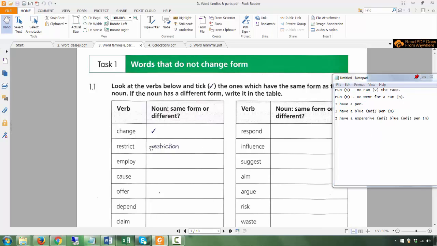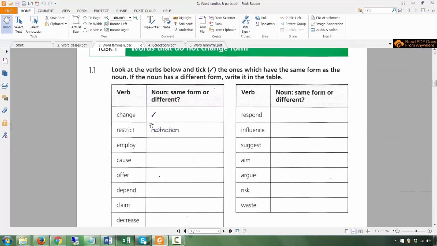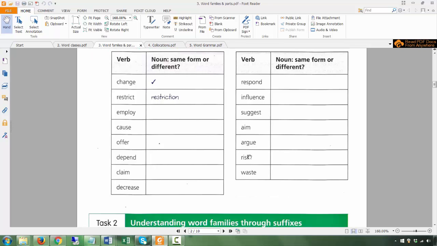Same for this. Restrict is a verb. Restriction is a noun. So what you have to do in this exercise is, if the word does not change form, if this is the verb and the noun does not change its form, just like change is a verb, change is also a noun, then just put a tick. However, if there's a change in form, like restrict is not a noun, restrict is a verb, but restriction is a noun, then you just write it out. So do this for this.